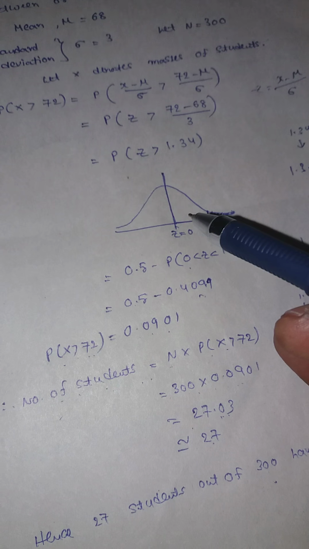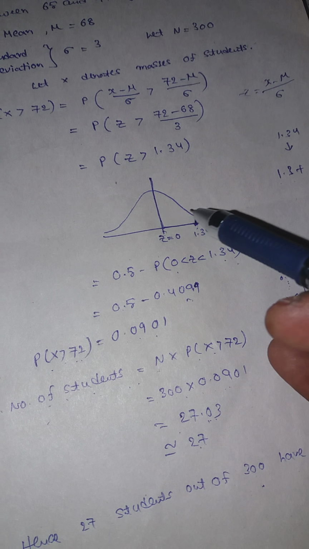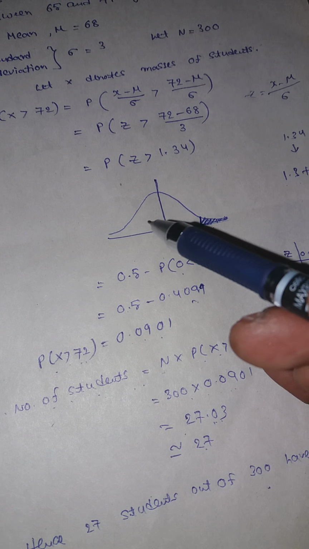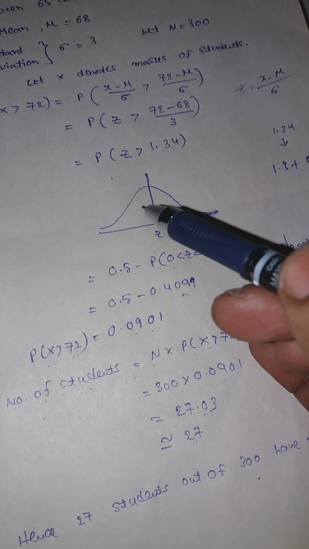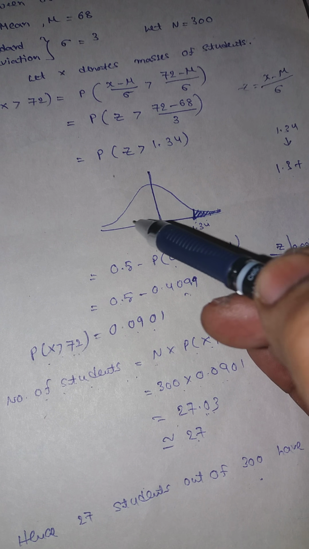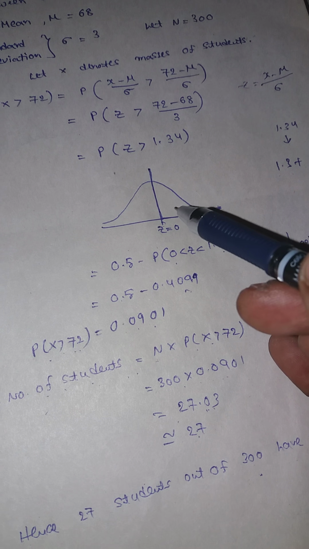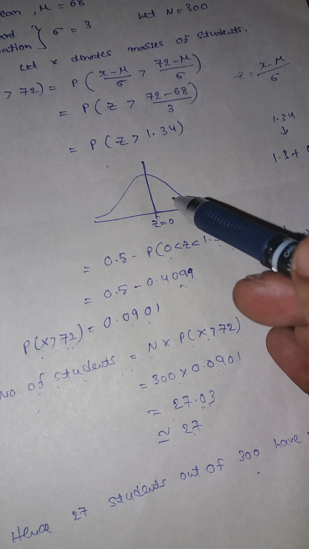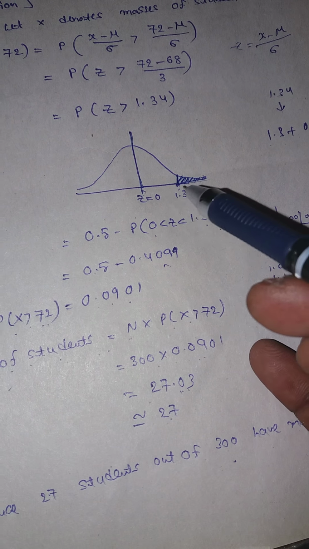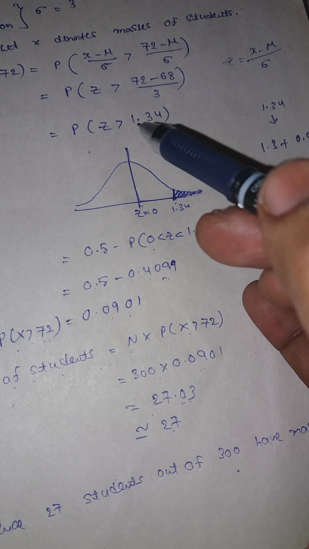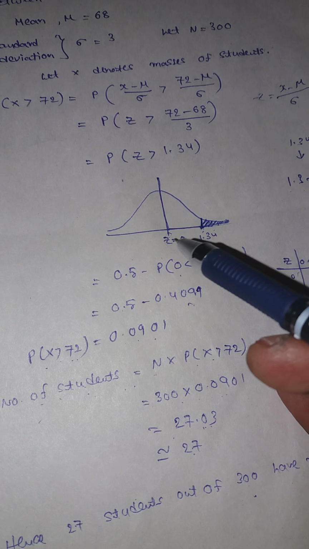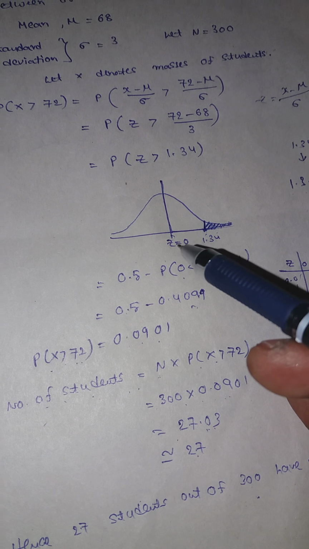That means a standard normal curve is symmetrical, meaning the left hand side area will be equal to the right hand side area. Therefore the total area on the left hand side will be 0.5, and on the right hand side will be 0.5. Now here z equals 0, and where is 1.34? It is a positive number, therefore it will be on the right hand side of z equals 0.